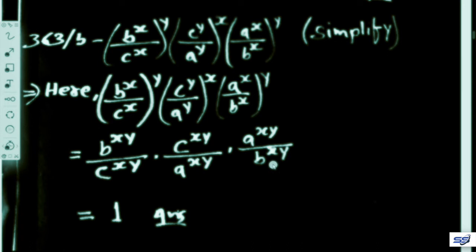Now here we can say that all this is in multiplication form, so up and down shall be cancelled. b power x y cancels, a power x y, a power x y cancels, c power x y, c power x y cancels. Everything is cancelled, so comes here 1 upon 1.